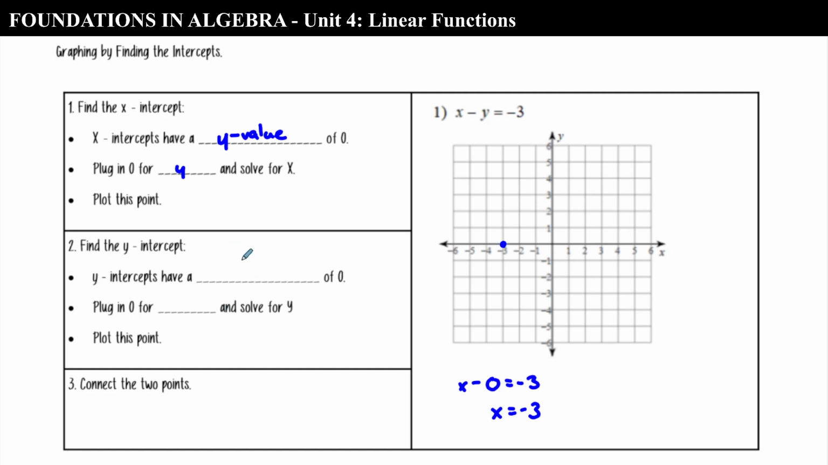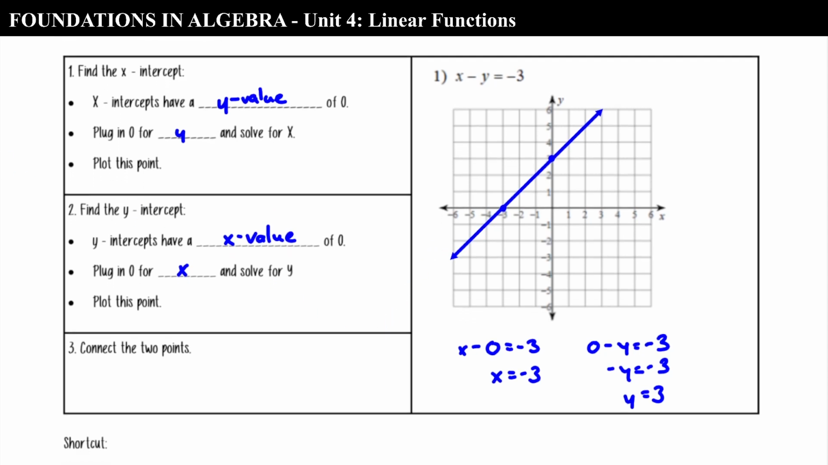Then you're going to find the y-intercept. Y-intercepts have an x value of 0, so you plug in 0 for x and solve for y, and then plot this point. Here we've got 0 minus y equals -3, so -y equals -3, and y equals 3. That's your y-intercept. Once you have both, you draw your line through those 2 points using your ruler or straight edge to connect the points.